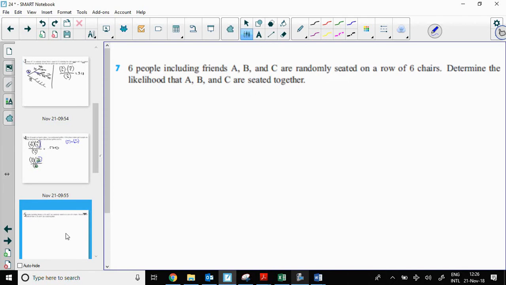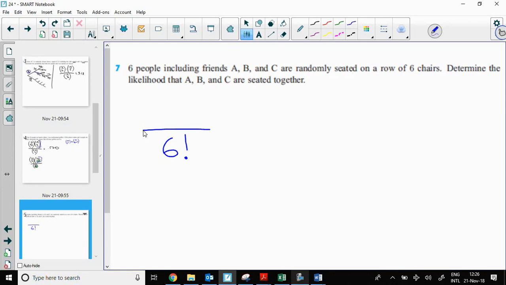Okay, so we've got 6 people who are going to be randomly seated on chairs. First of all, my denominator, I know it's going to be 6 factorial. Right, that's how many orderings we have. Now, specifically though, we want A, B, and C to be seated together. So how are we going to do that?